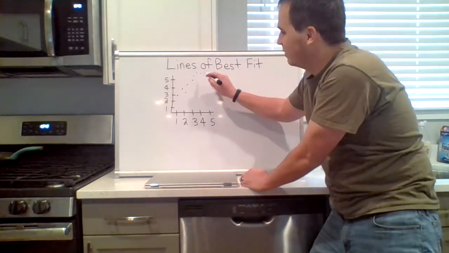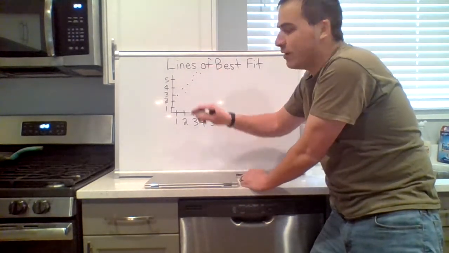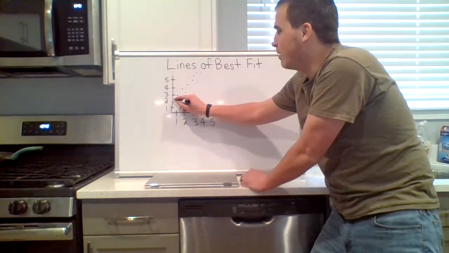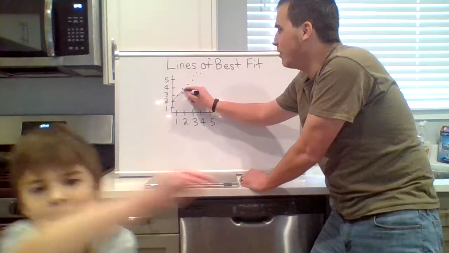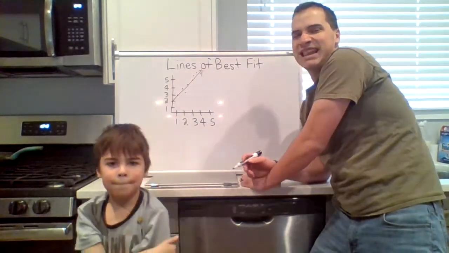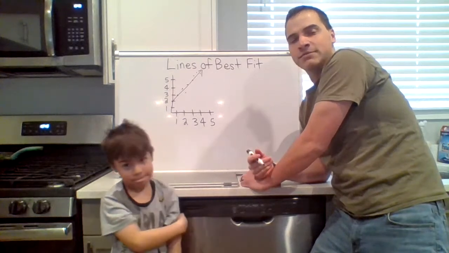Now, how this works is we're going to approximate this with the line we draw in. So, we're trying to find what works about the best. So I think a line like that is about as good as we're going to get.